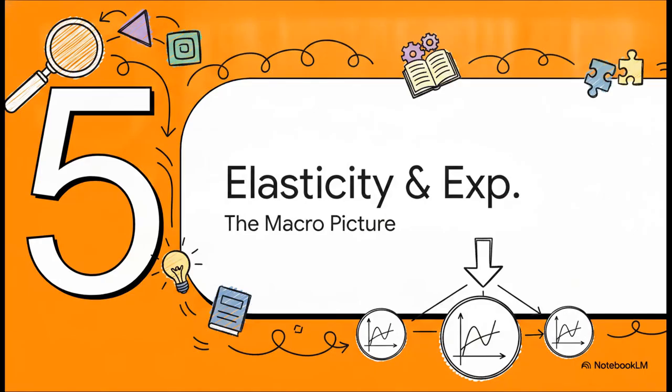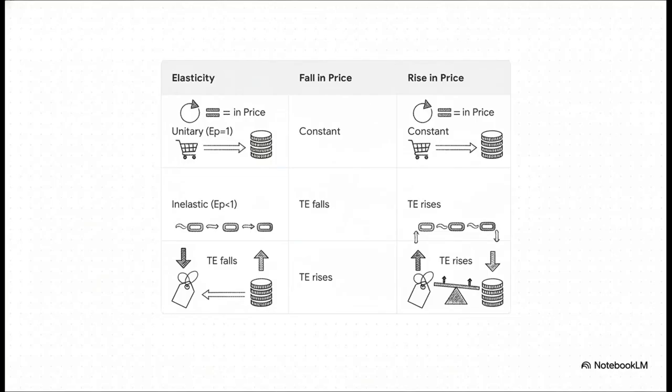Finally, Section 5, price elasticity and expenditure. Let's pull back and look at the macro picture. This summary matrix right here is basically a definitive cheat sheet for Marshall's total outlay method. It brilliantly ties together exactly how total expenditure, or TE, tracks consumer responsiveness across any pricing scenario. If elasticity is unitary, EP equals 1, changing your price does absolutely nothing to your total expenditure. It stays constant. If your goods are relatively inelastic, EP is less than 1, price and expenditure are locked together.